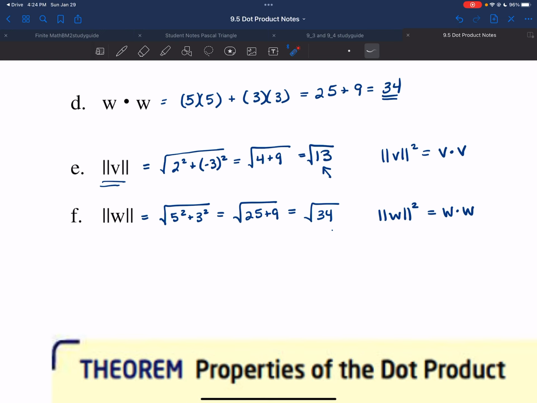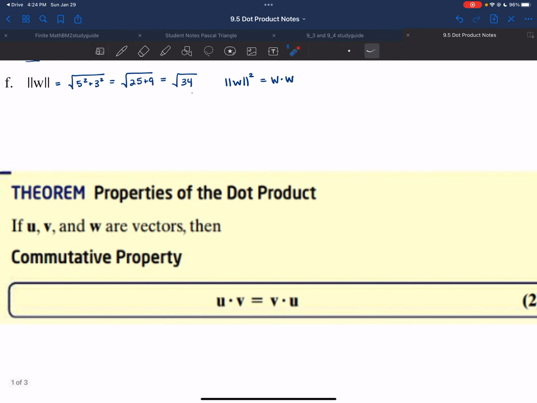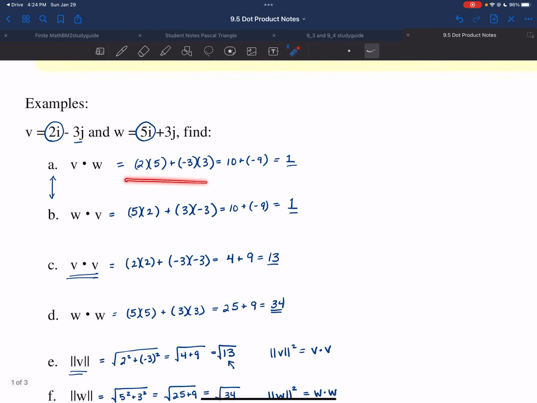Well, now that we've been through that, let's take a look at some of those properties that we just talked about. One was the commutative property that popped out. It doesn't matter if I take u vector dot v vector or v vector dot u vector, I'm going to get the same result. That was just like these first two, right? V came first on this one, W came first on this one. Both of them had the same result.